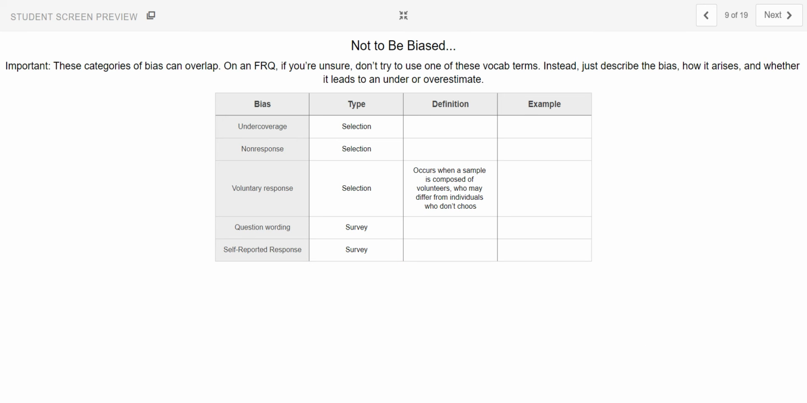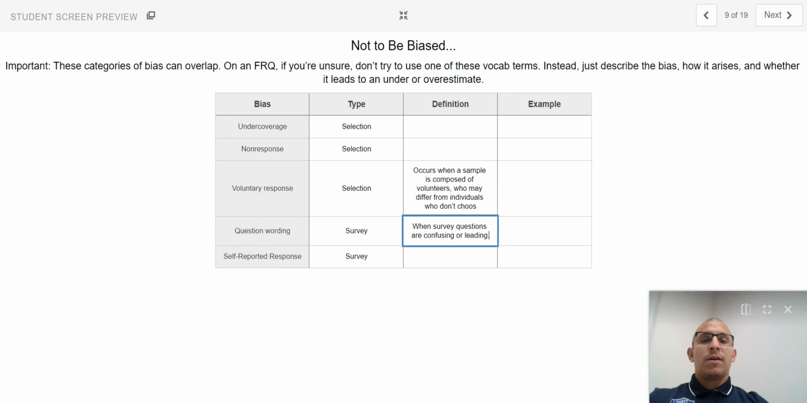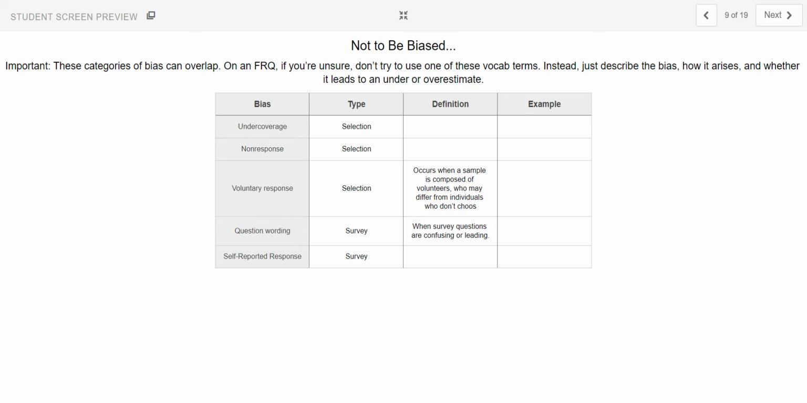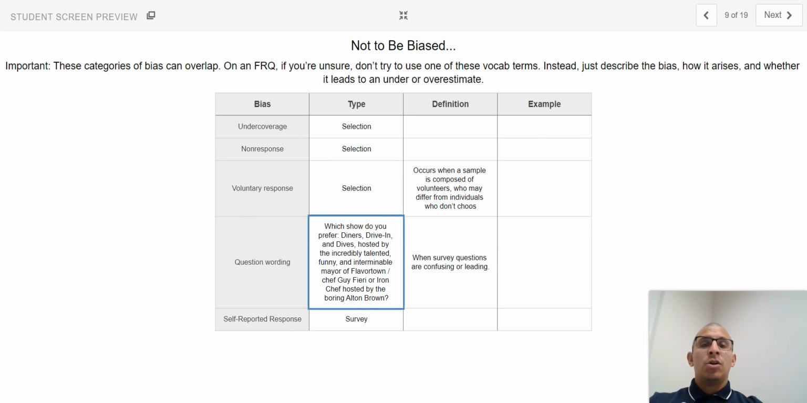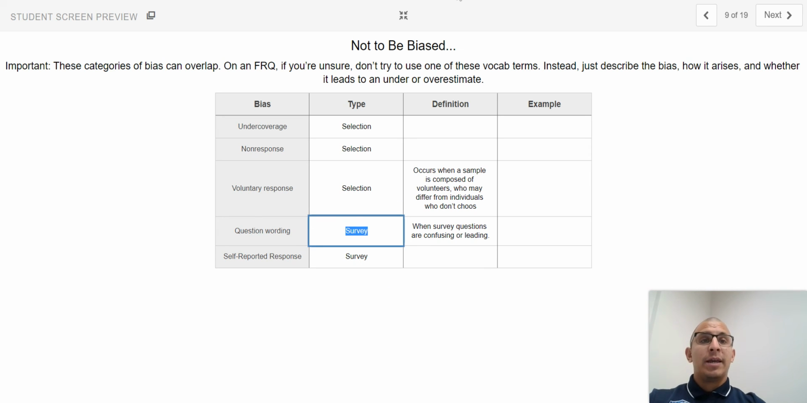So question wording bias would be something like when survey questions are confusing or leading. Something like this would be where you tout very positive adjectives. Take, for instance, our boy Guy Fieri. Which show do you prefer? Diners, Drive-Ins, and Dives, hosted by the incredibly talented, funny, and interminable Mayor of Flavortown, Chef Guy Fieri, or Iron Chef, hosted by the boring Alton Brown. As you can see, in the manner in which the question is described, there's an overemphasis on Mr. Fieri's ability to be a host.